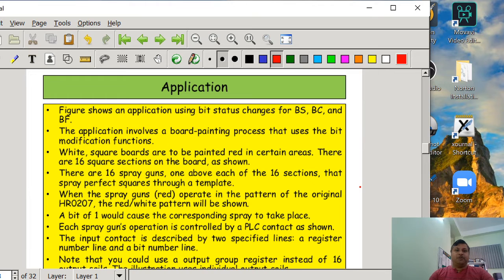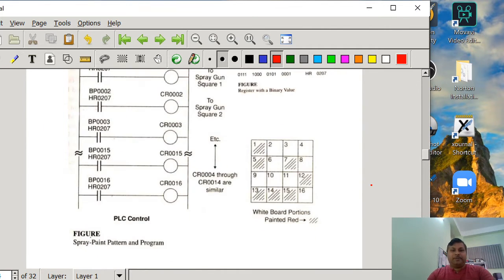The application involves a board painting process that uses the bit modification function. White square boards are to be painted red in certain areas. There are 16 square sections on the board as shown. So suppose you have a square board like this, which is white, and 16 small squares are there, and you can see that squares 1, 5, 7, 12, 13, 14 and 15 have to be painted red.